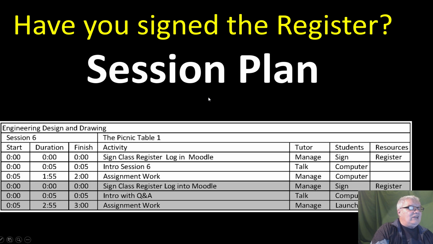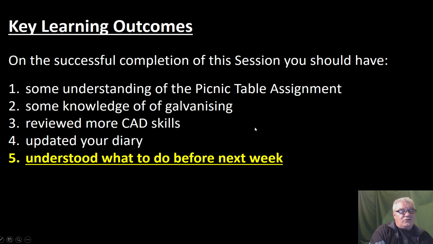So let's get cracking. On successful completion of this session, you should have some understanding of the picnic table assignment, I would hope, some knowledge of galvanizing, and reviewed more CAD skills, so your CAD skills should start to come together. I liken acquiring CAD skills to perhaps what I imagine learning a new language is like. Not having done that myself, apart from a brief attempt at school certificate French, where I got 33%.